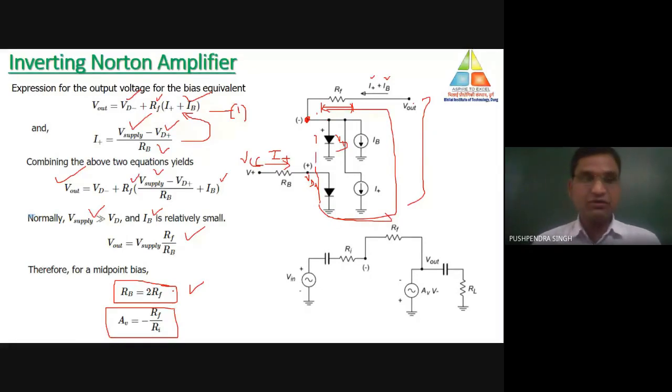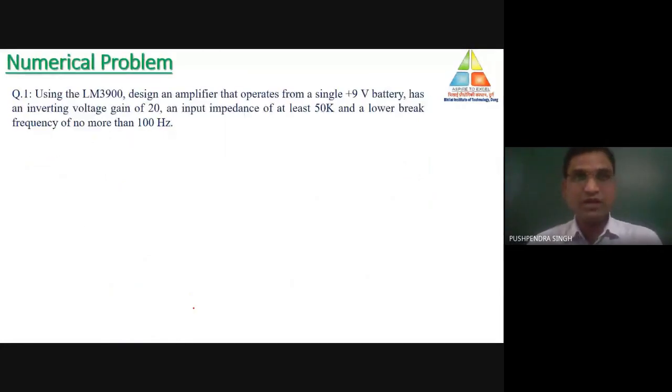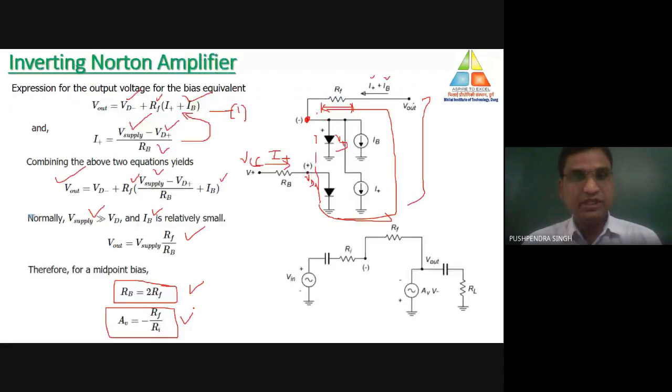And how to calculate the value of gain? Gain is equal to minus RF divided by RI. So this is the value of gain and input resistance. Now, one question related to this inverting Norton's amplifier. This question is the same as the calculation we have done over here. This question is related to this part only.